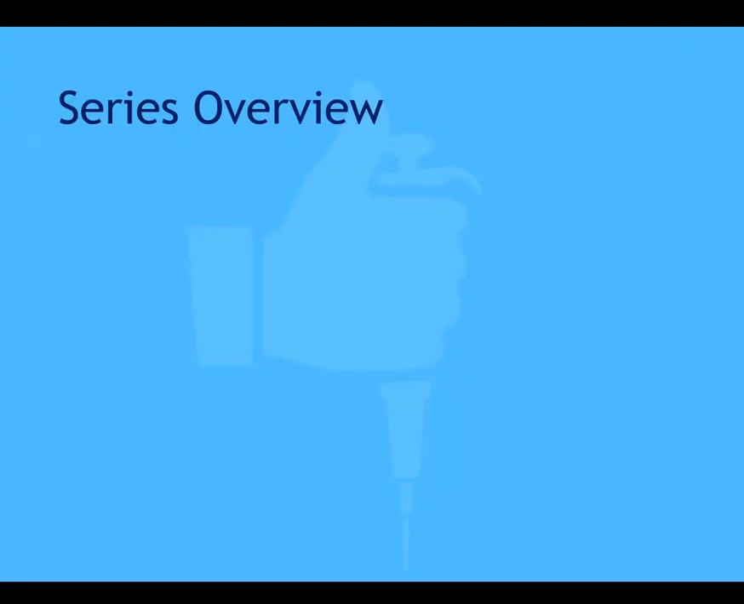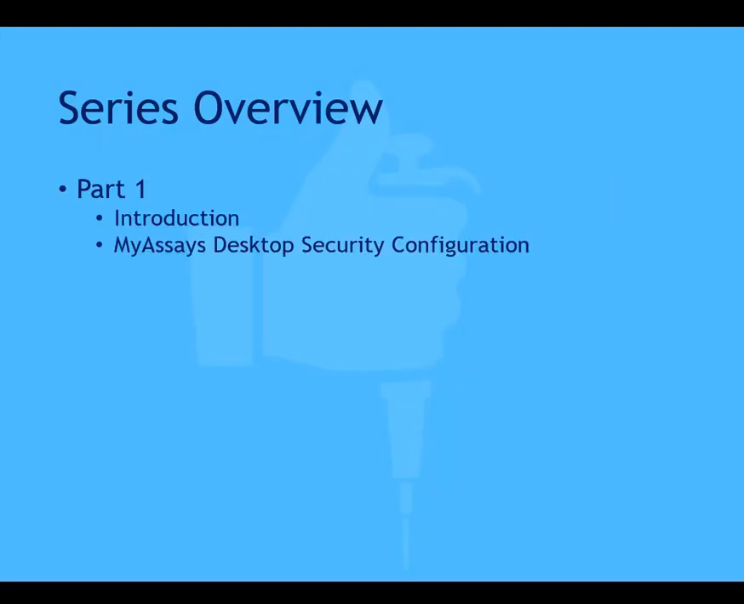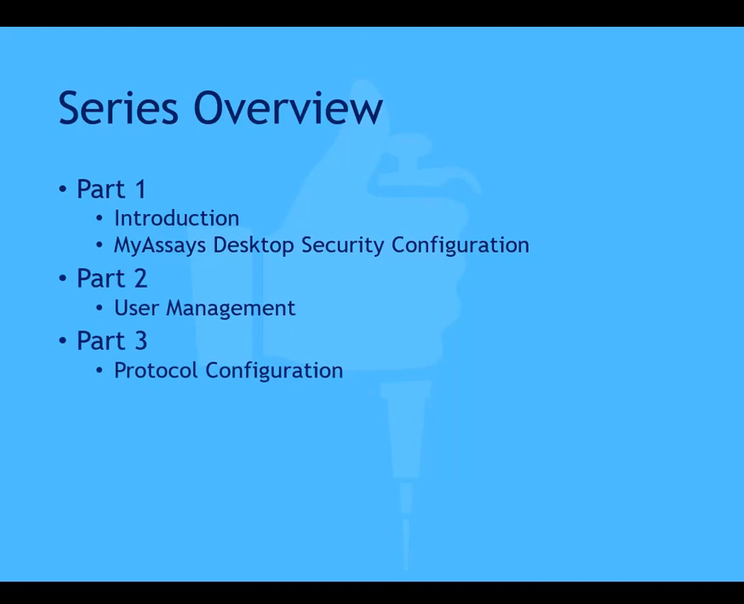This series has 4 parts. In this first part, I provide an introduction and go through the MyAssays Desktop security configuration. In the second part, I'll talk about user management, and then in part 3, I'll go over protocol configuration both for counting and data analysis. In the final part, I'll walk through counting and results with the final configured system.